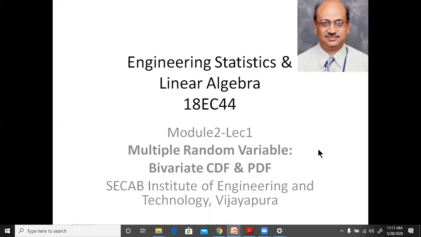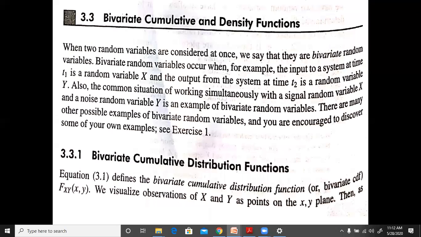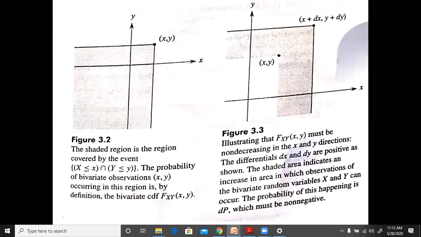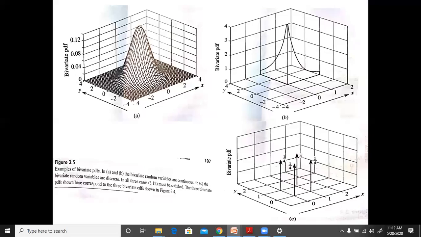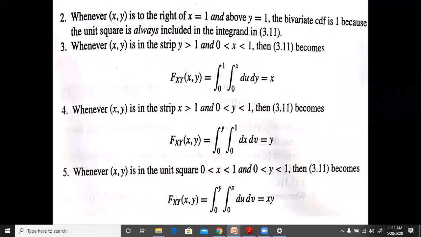This is Engineering Statistics and Linear Algebra 18 EC 44, Module 2, Lecture 1. We were discussing multiple random variables, that is, two different quantities, the bivariate CDF and the PDF. We took the introduction, and then we discussed the bivariate cumulative distribution function and the bivariate probability density function, right? And we took up some examples corresponding to that.